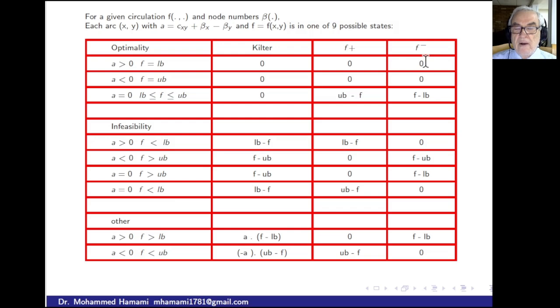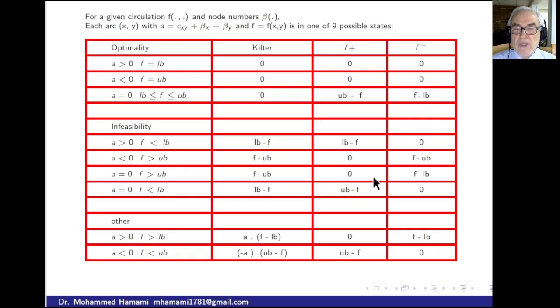And also, I cannot decrease the flow on that arc neither. Same thing with this one. I cannot increase the flow there, and I cannot decrease the flow on that arc. Now this condition, A equal to 0 and F is between LB and UB. So here it depends. Let's say F is strictly less than UB. Then I could increase the flow up to UB. So the maximum increase would be UB minus F. And also, if F is strictly bigger than LB, I could also decrease the flow all the way to LB. So the maximum decrease will be F minus LB.